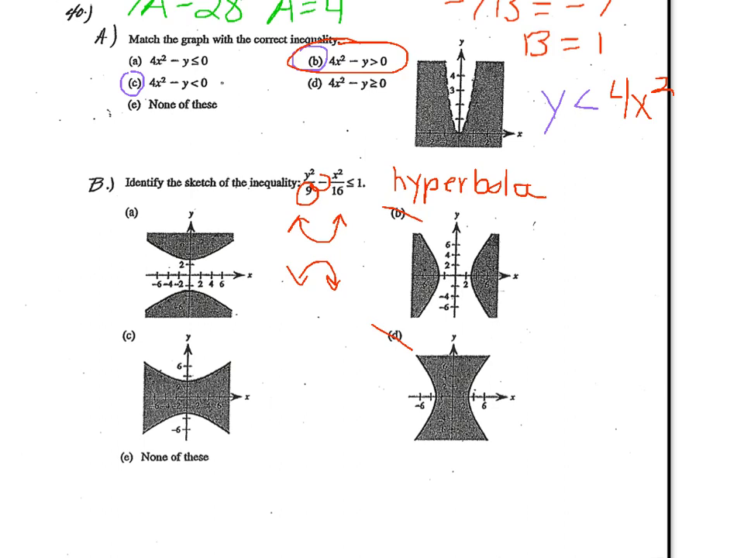So now we just need to figure out whether this hyperbola would be shaded on the outside of the branches or in the middle. So what we can do is choose a point and see if that point matches up with our shading. So we can see that in C, (0, 0) is in the shaded area. So I'm going to choose 0 squared over 9 minus 0 squared over 16 and check and see if that's less than or equal to 1. And we see that it is. So C must be the correct choice since (0, 0) is in the shaded area.